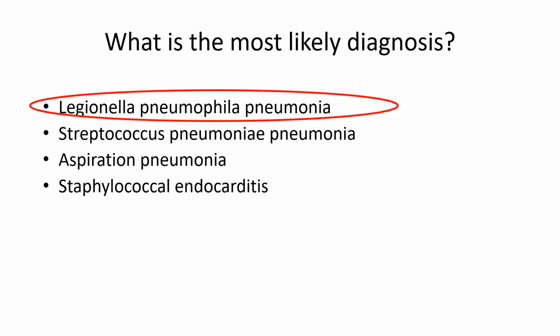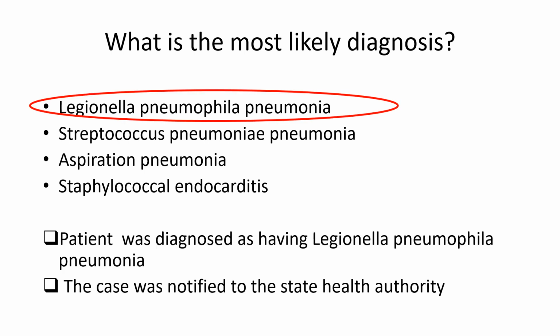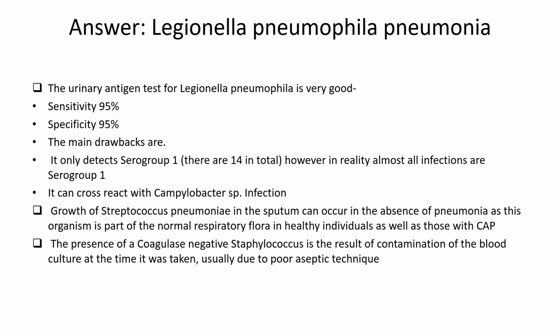Diagnosis is Legionella pneumophila pneumonia. Why so? Because the urine antigen test was positive, which has a sensitivity and specificity of 95%. Hence, the diagnosis of Legionella pneumophila pneumonia. Streptococcus pneumoniae in sputum can occur in the absence of pneumonia, as it is part of the respiratory flora. And coagulase-negative staphylococci in a blood sample indicate contamination.